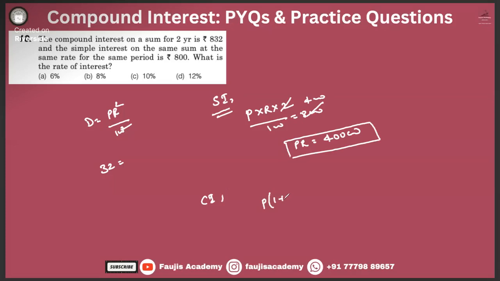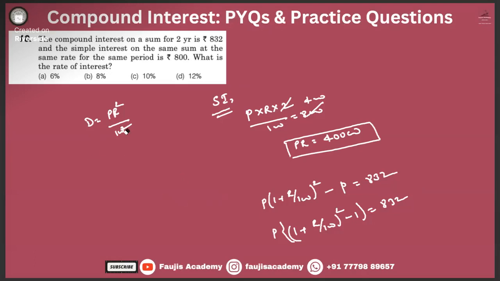Compound interest. What's the case? P into 1 plus R by 100 whole square minus P is equal to 832. Right now. Yes, sir. So P into 1 plus R by 100 whole square minus 1 is equal to 832. Right. I mean, I don't like solving this, but we'll have to. We don't have any other option. Okay. The formula has gone for a toss.